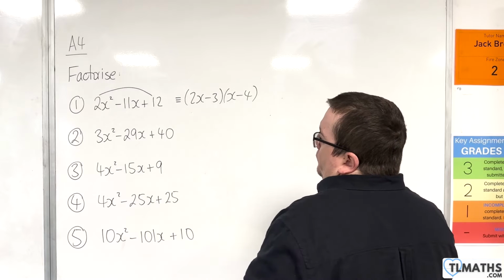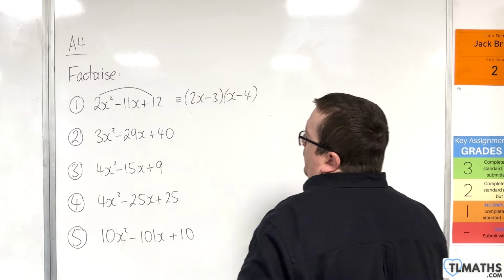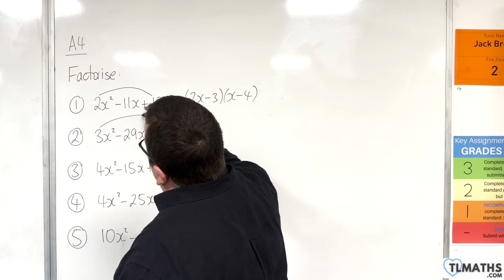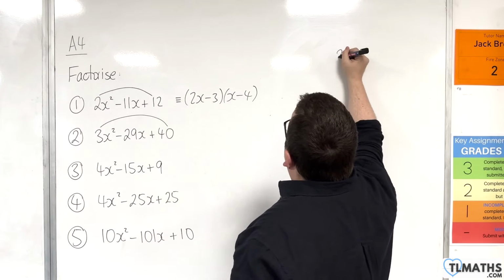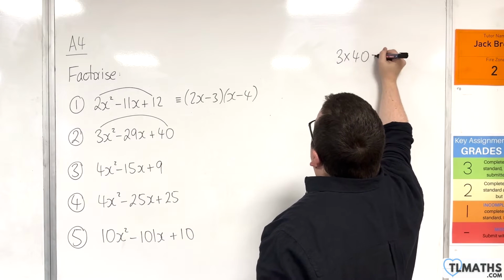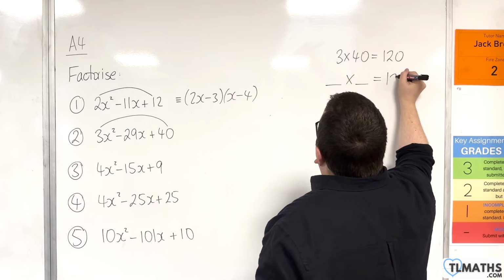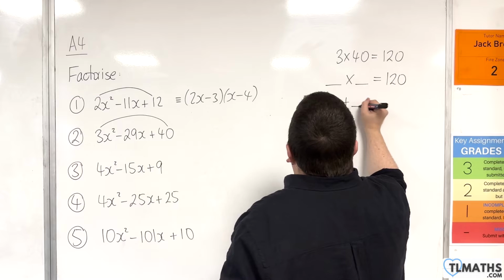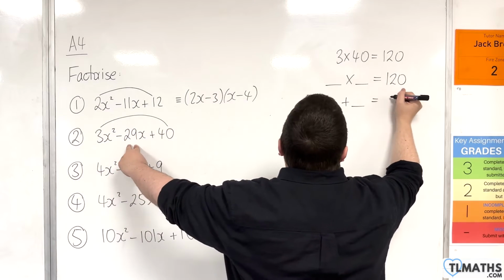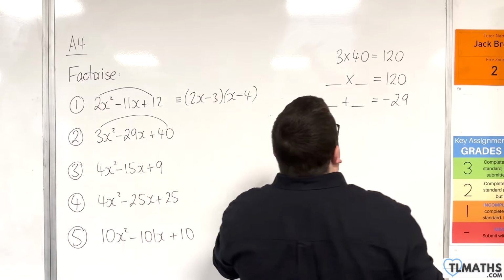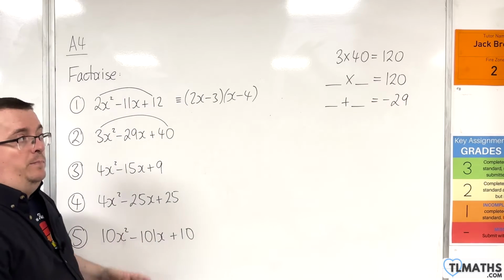Okay. So number 2, 3x squared take away 29x plus 40. So first of all multiply the 3 by the 40. So that's going to be 120. So we're looking for two numbers that multiply together to make 120, but add together to make the coefficient of x, which is minus 29. So again, the two numbers we're looking for have to both be negative.